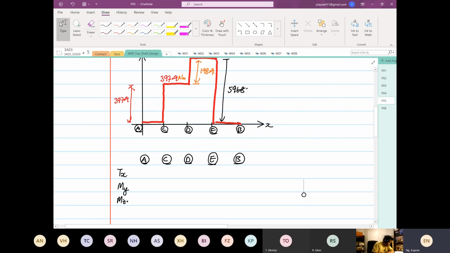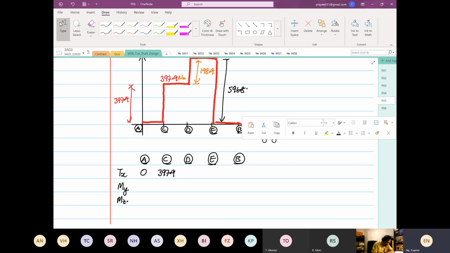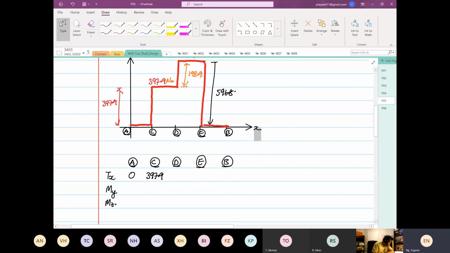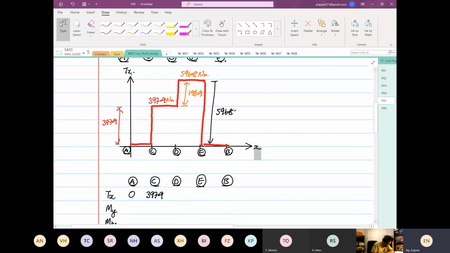So this is 0. Then at C, you have 397.9. And at point D, you take the highest one, you get 596.8. And point E, you share with 0 and the highest value, so take the highest value, 596.8. And point B, you have 0.